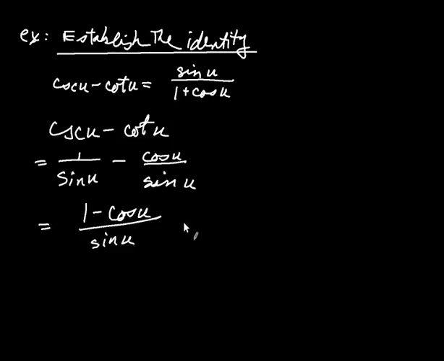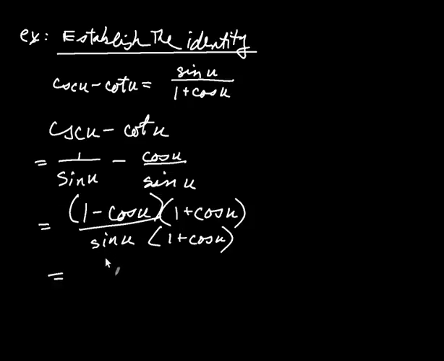So we have 1 minus cosine u over sine u. So I'm going to multiply by the conjugate of 1 minus cosine u, which is 1 plus cosine u. Okay, top and bottom by that. And what happens? Well, the numerator is a minus b times a plus b, which is a squared minus b squared. So it's going to be 1 squared, take away the square of cosine. And I'm going to leave that denominator factored. That is sine u times 1 plus cosine u.